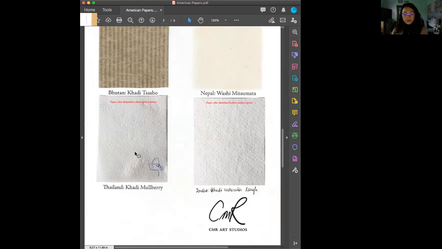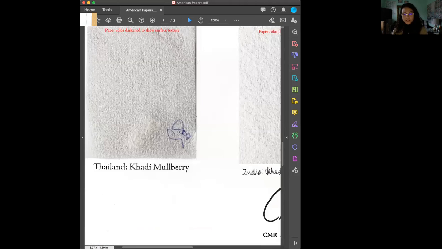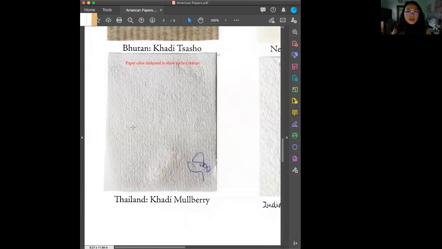So this is a tissue from Thailand right here, and it literally feels like toilet paper, but it is so strong though. It's made out of, well, it's called kozo fibers, which comes from a mulberry plant.